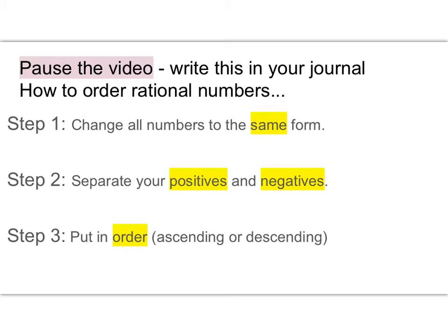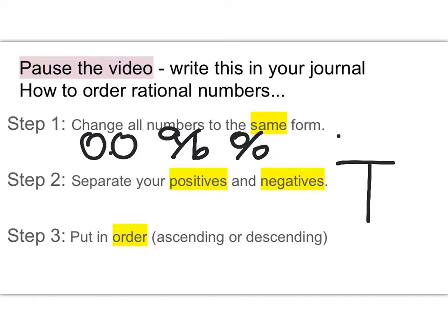So the same form is either as a decimal, as a fraction, or as a percent. When you're separating your numbers, if you use a T-chart and put negatives on the left and positives on the right, that will help you. And remember, ascending order is increasing and descending is decreasing.